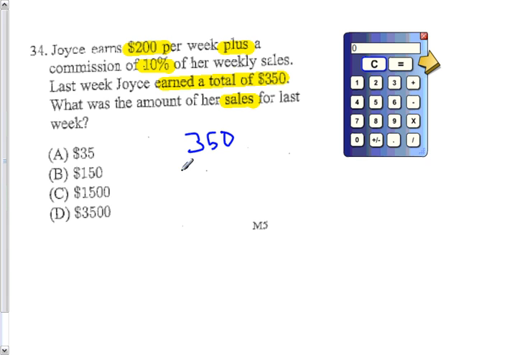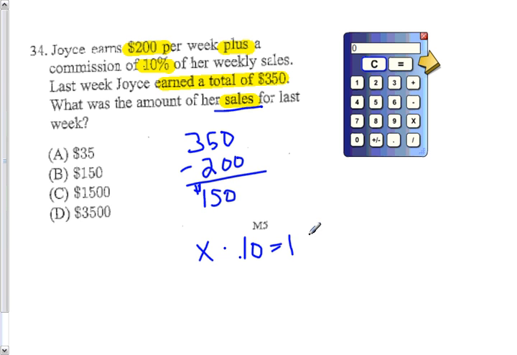So we'll take her total pay less the 200 that she earns in base pay. So that is $150 that she earned in commission. If you want to know, I'm going to underline it again, her sales, this is 10% of some number. So some number, X, times 10%, and I'm going to go ahead and put that as a decimal, 0.10, is going to equal $150. That's what the equation would look like.